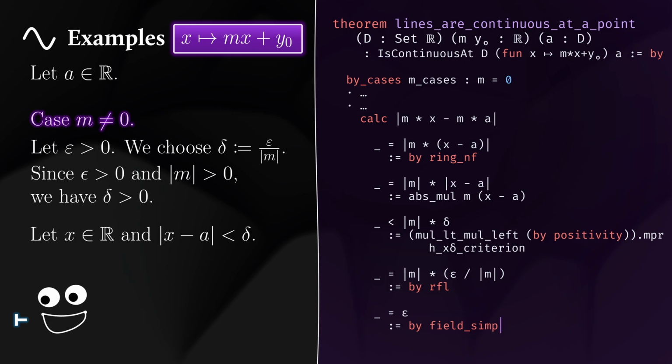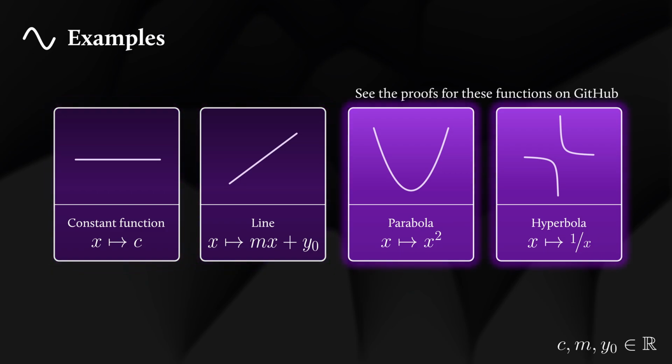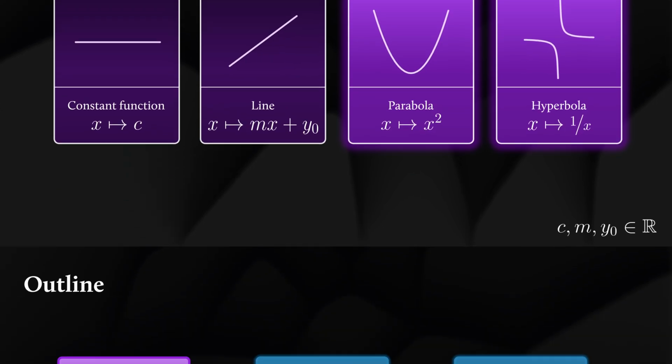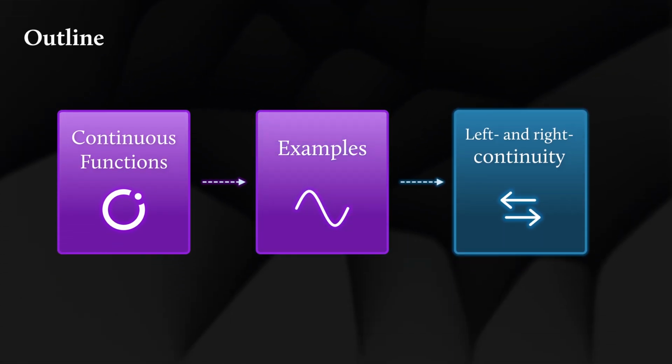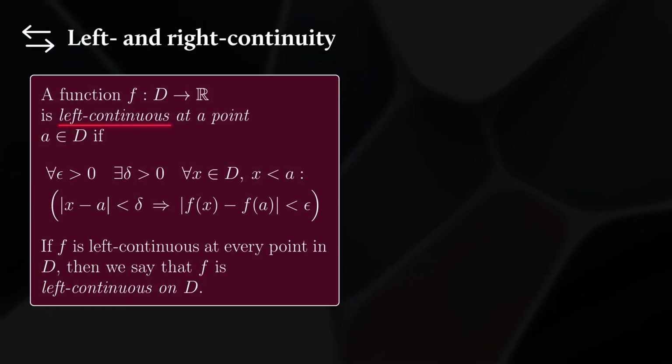We've shown that functions in the form m times x plus y naught are continuous at any point a in their domain. We've also formalized that the functions x squared and 1 over x are continuous on their domains, and you can see the proofs on GitHub if you want to. Last but not least, there's also the notion of left and right continuity. That's basically the same as continuity, but we say a function is left continuous when we only consider points x smaller than a.